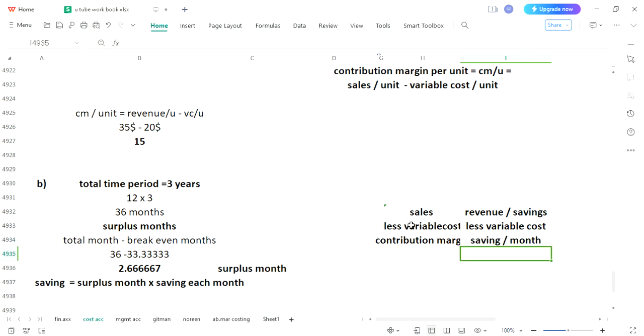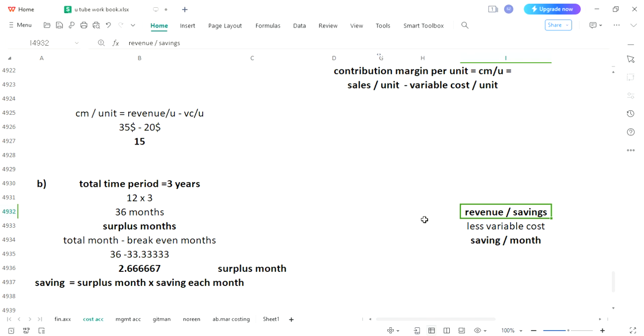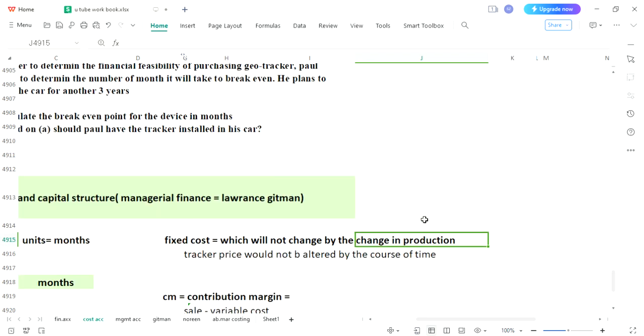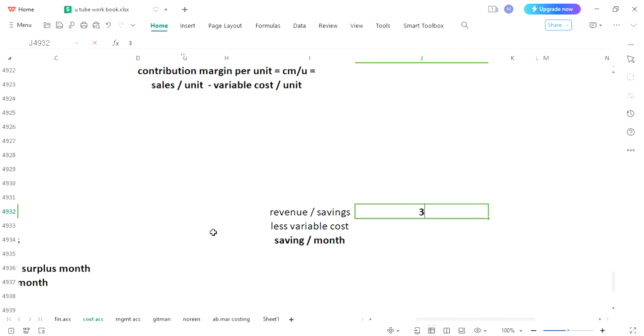From our older formula, you subtract your variable cost from sales. This way you will get your contribution margin or profit. The same you have, I'm just going to delete it. And this way you have got your next answer, where you will subtract your variable cost from revenues. You will get saving per month. Now please let me know how much revenue each month. $35 he was saving. Look over here, $35 right over here, and variable cost was 20. Saving per month is 15.